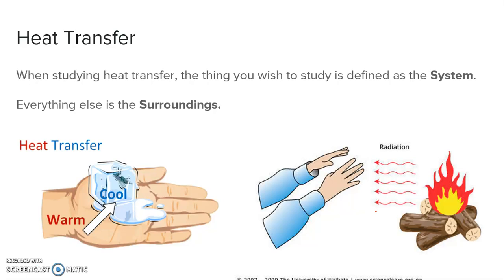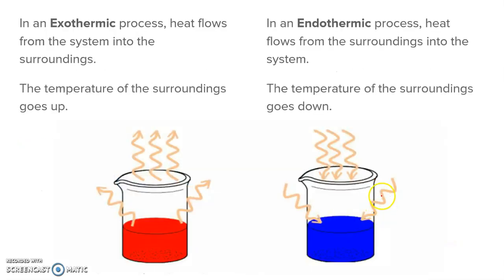Is it going into the system? Is it coming out of the system? Now we can define these processes as exothermic or endothermic. In an exothermic process, heat flows from the system into the surroundings. So the temperature of the surroundings goes up. You can see a good example of that here. Whatever is going on inside this beaker is releasing heat to the surroundings. If we consider ourselves part of the surroundings, if you touched this beaker, you would feel it as hot because you're feeling the heat being given off.